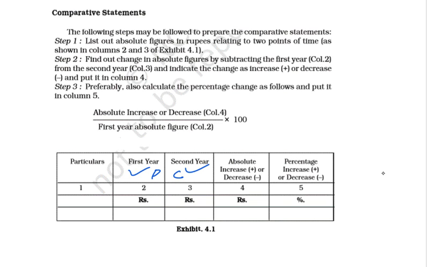Then we have to calculate the absolute changes. How to calculate the absolute changes? Current year minus previous year gives the absolute changes. Then we convert the absolute change into percentage change. How to calculate that? The absolute change divided by the previous year, the first column, into 100. So we get the percentage change in this column.